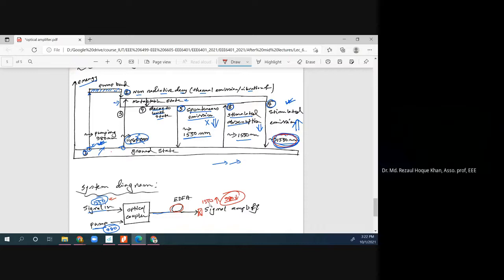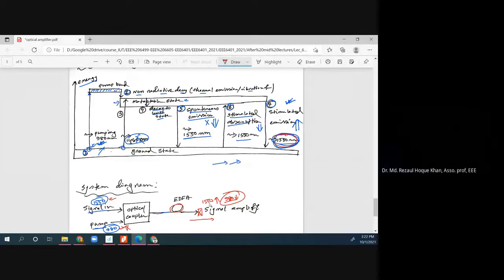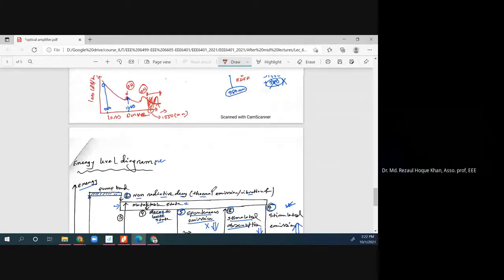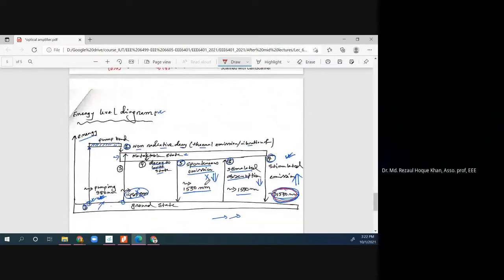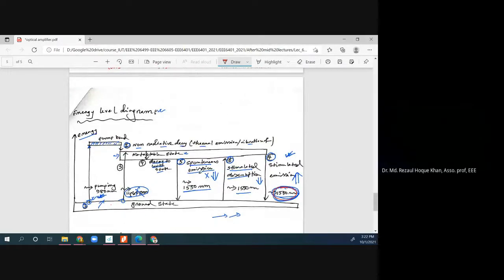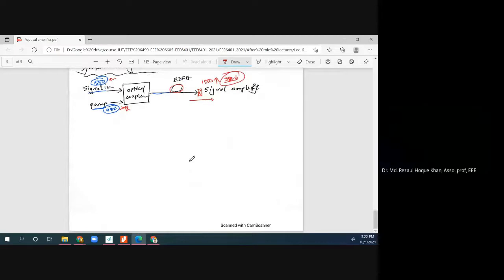We don't need it. After a few meters or a couple of 100 meters, this 980 signal will die out because of the high attenuation in the system. Okay, so this is actually our energy band diagram for an EDFA, an erbium doped fiber amplifier.